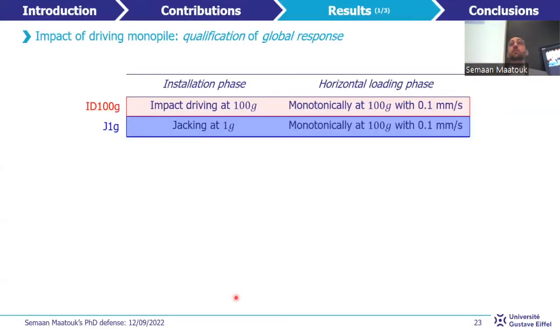The impact of driving the monopile on the horizontal response is still neither well understood nor quantified in the literature. This is why a couple of horizontal monotonic tests are conducted at 100G. The first one is installed by impact driving at 100G, and the second one by jacking at 1G. The reference test, so-called the J1G, by comparison with the ID100G test, enables us to quantify the impact of driving the monopile on the horizontal response.